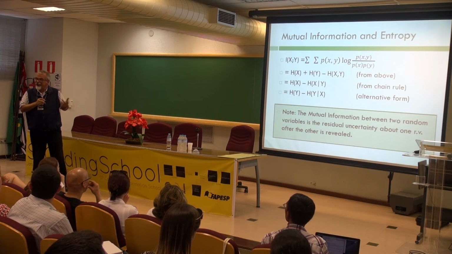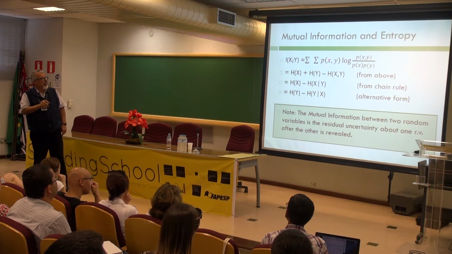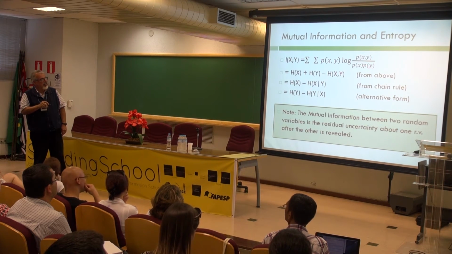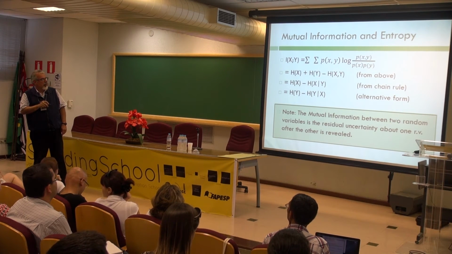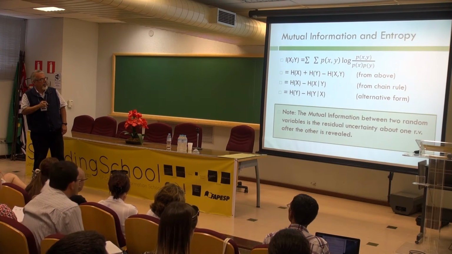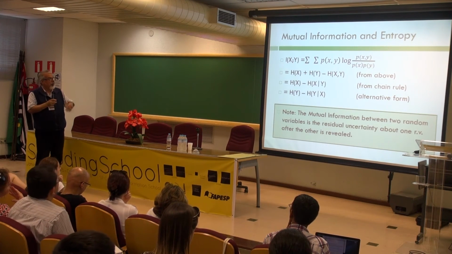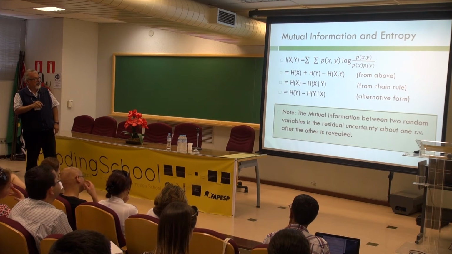If you sum over the x's, you get p of y. So you do the first summation here over the x's, and you get p of y. And then you have the summation of p of y log of 1 over p of y, and that's the entropy of y. Similarly, you have here the entropy of x. So from above, we can get this separation from the property of the log of the product being the sum of the logs.